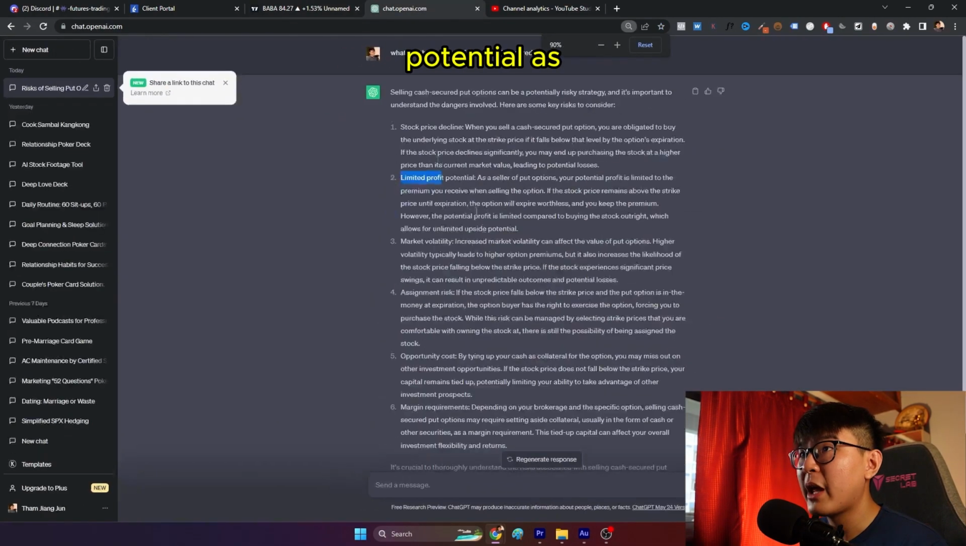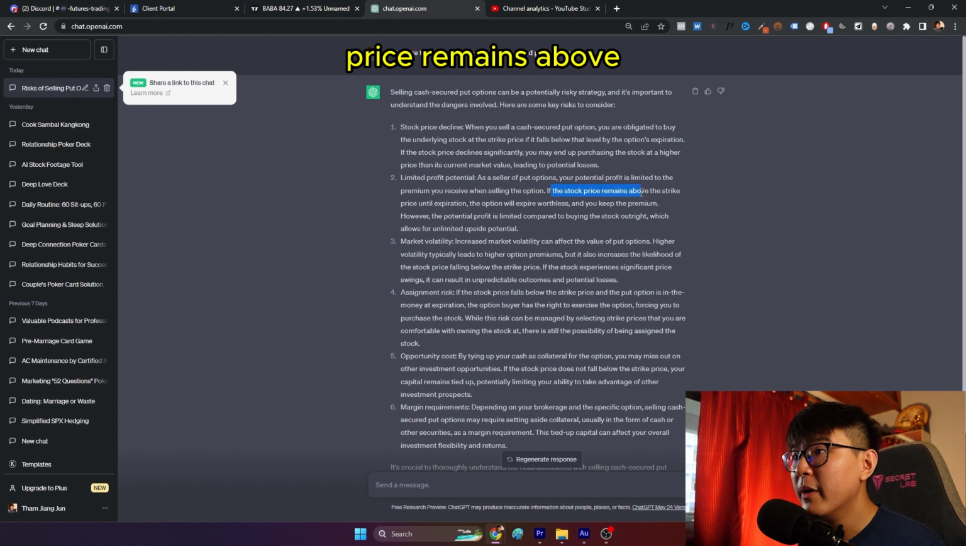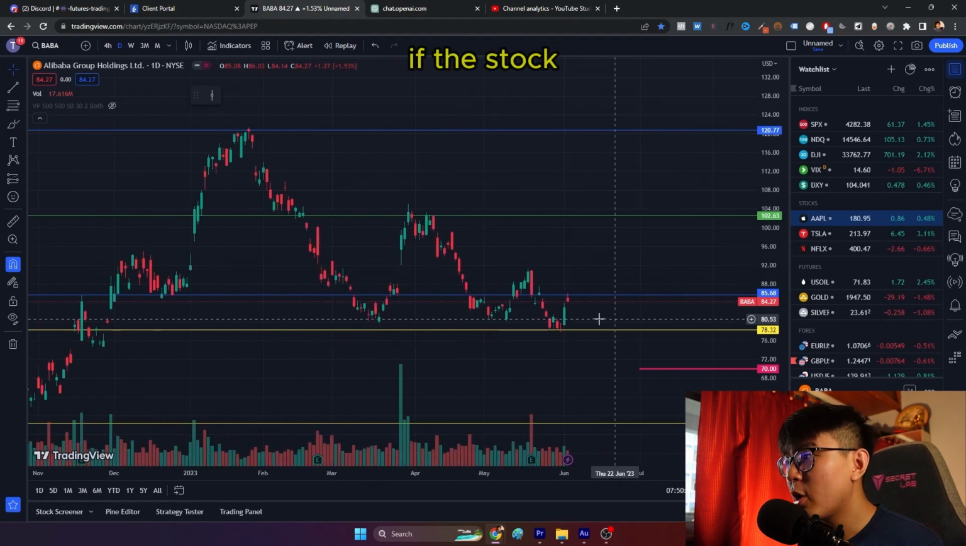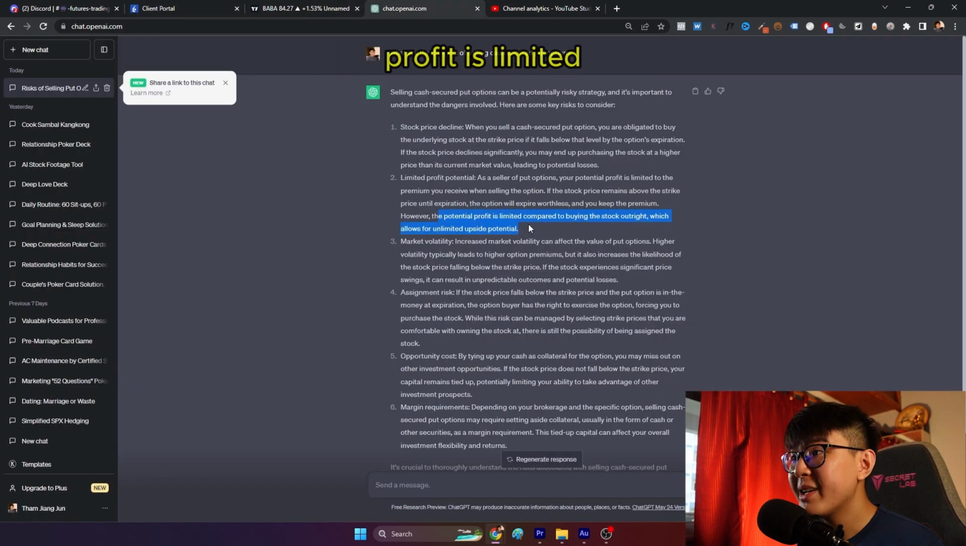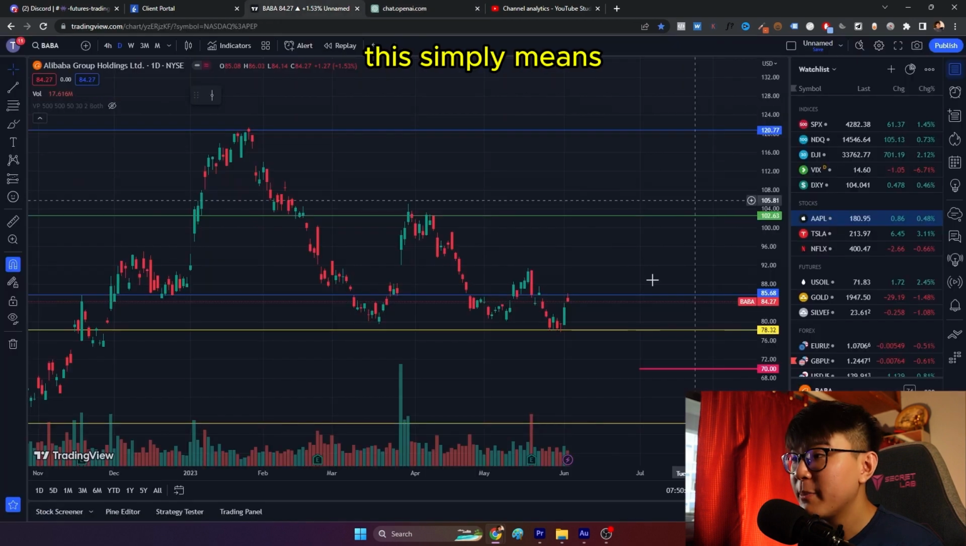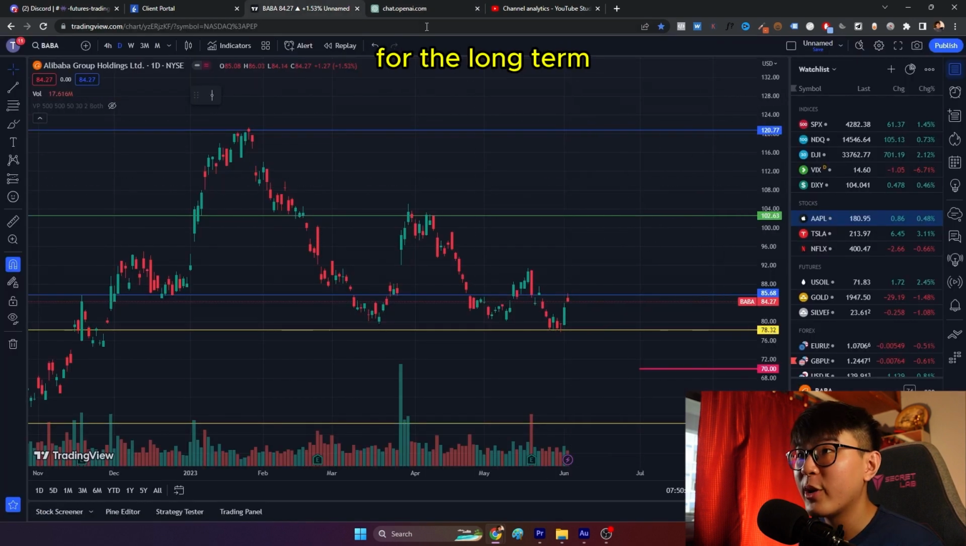Second one, limited profit potential. As a seller of put options, your potential profit is limited to the premium you receive when selling the put option. If the stock price remains above the strike price until expiration, the option will expire worthless and you get to keep the premium. In this example, it means that if the stock price of Alibaba is at $102, you get to keep $157 for yourself. However, the potential profit is limited compared to buying the stock outright, which allows for unlimited upside potential. This simply means buying Alibaba and holding it for the long term.